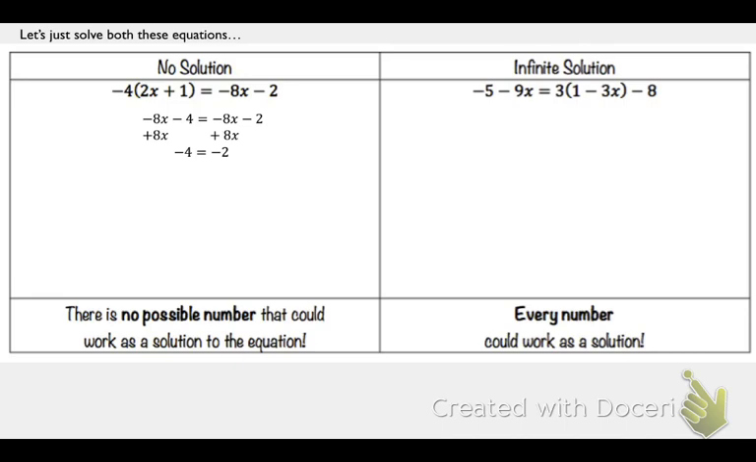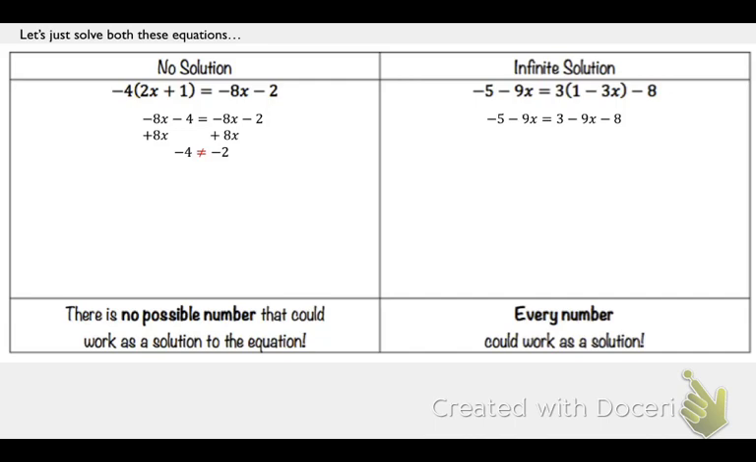Now, negative 4 does not equal negative 2. It will never equal negative 2. Never in this entire world will it equal negative 2. So that is not true, which is why there's no solution. There's nothing we can plug in for x so that we can get those to equal each other. Okay? So if you end up with two numbers that aren't equal to each other, the answer is no solution.